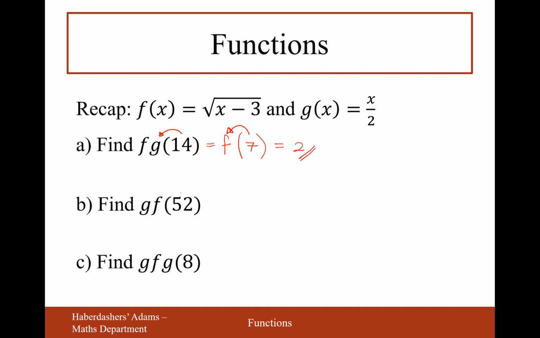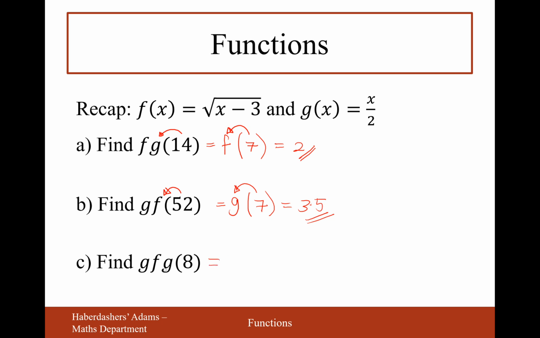In part B, we're going to put 52 into the f function, the one closest to the number. 52 minus 3 is 49, square root of 49 is 7. And then we're going to put 7 into the g function, 7 divided by 2, that's 3.5.